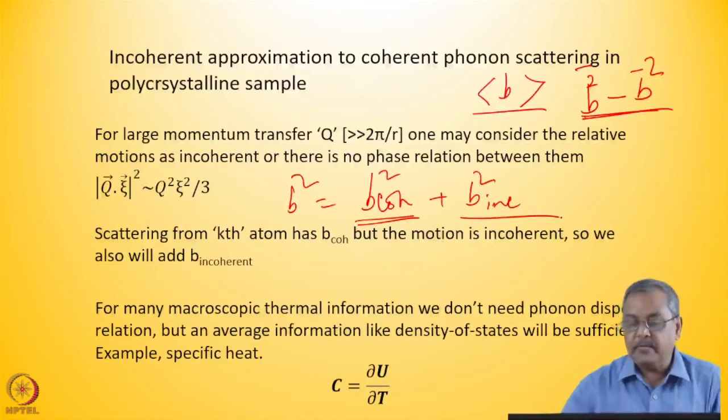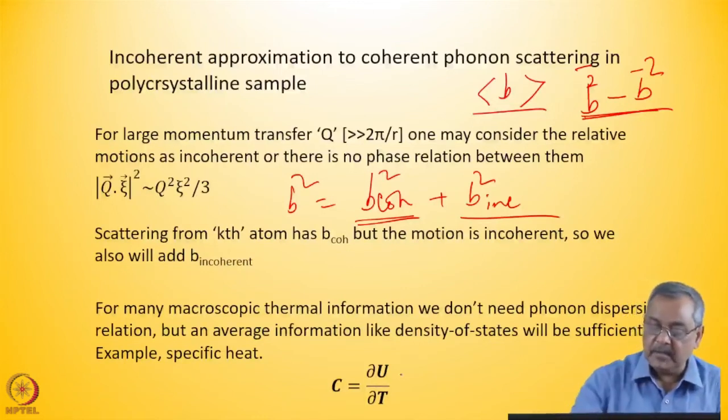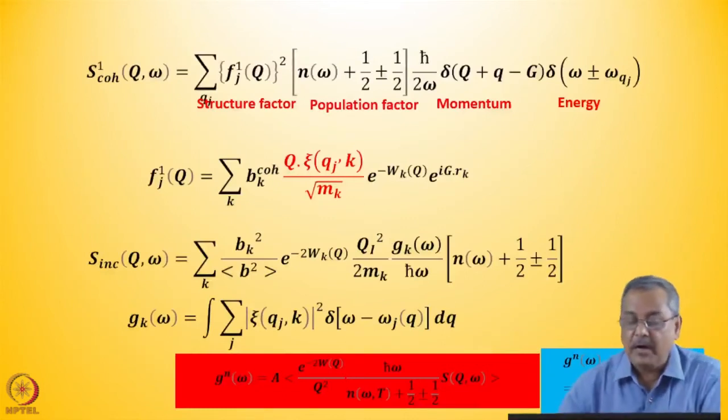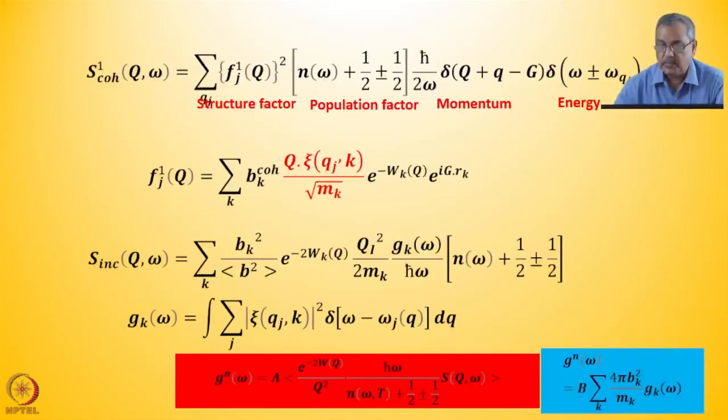And now I can put this in my expression and I can get the density of states. I expressed sometime back that for many macroscopic thermal properties, we don't need the details of the phonon dispersion, but average information like the density of states will be sufficient. So how do I get the density of states for phonons? I took a simple example where phonons at k going to 0, as a limit, omega is equal to v k, a dispersionless phonon curve, and that gave me g omega proportional to omega square.